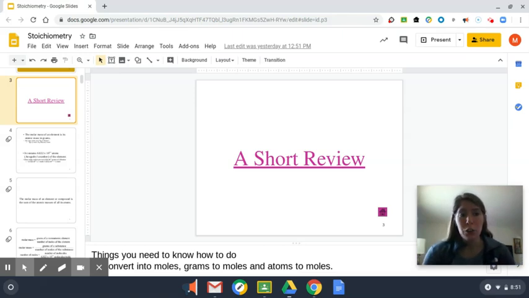So stoichiometry is solving how much of something you will have based on what reacts or what has been produced. And we're going to use mole ratios for that. That is the simplest introduction that I can give you to stoichiometry.